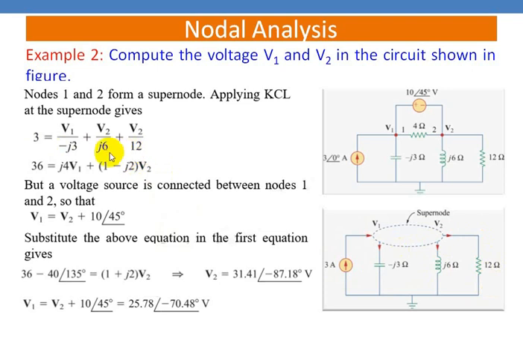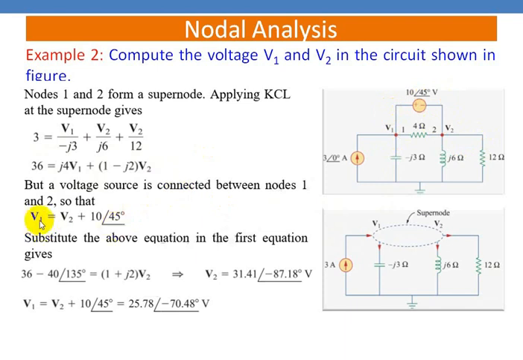Now again simplify this, separate the terms, V1 and V2 terms. Now you have one equation. Next, you can also write another equation. You see here, since the positive terminal is connected to V1, V1 minus V2 will be 10 at an angle of 45 degrees. So we can write this equation.